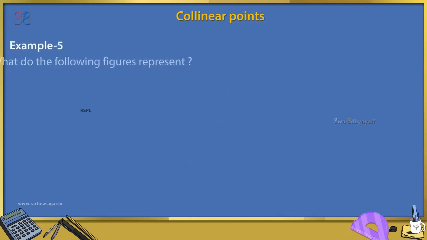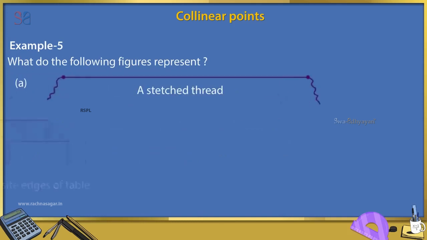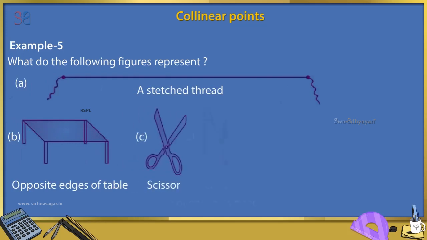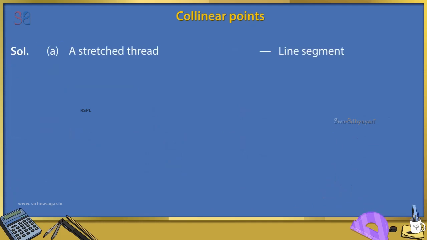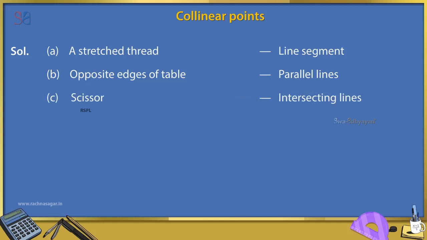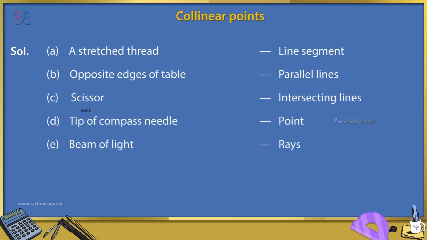Example 5. What do the following figures represent? A. A stretched thread. B. Opposite edges of a table. C. Scissors. D. Tip of a compass needle. E. Beam of light from a lamp. Solution: A. A stretched thread: line segment. B. Opposite edges of a table: parallel lines. C. Scissors: intersecting lines. D. Tip of a compass needle: point. E. Beam of light: rays.